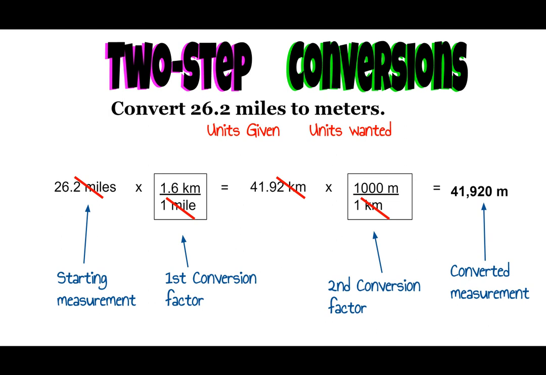So now we are going to convert our kilometers into meters. So we take our 41.92 kilometers. We use our second conversion factor of 1,000 meters in 1 kilometer. We cross out our kilometers, and then we take 41.92 times 1,000, and that gets us 41,920 meters. Whew, bear with me there. All right.